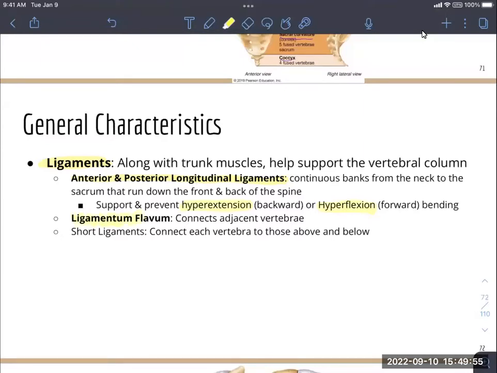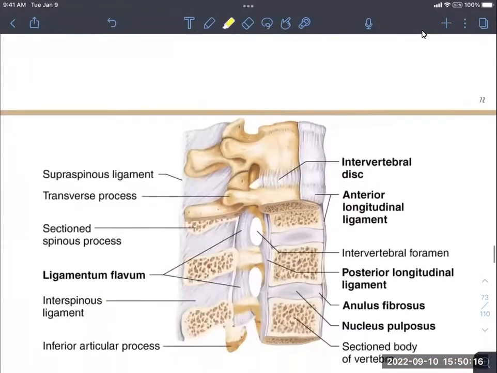We have what is called a ligamentum flavum. Flavum means yellow, so this ligament actually does look pretty yellow. It's kind of cool. It connects adjacent vertebrae to each other. Then we also have short ligaments that connect each vertebra to the one above and below. So let's look at this.